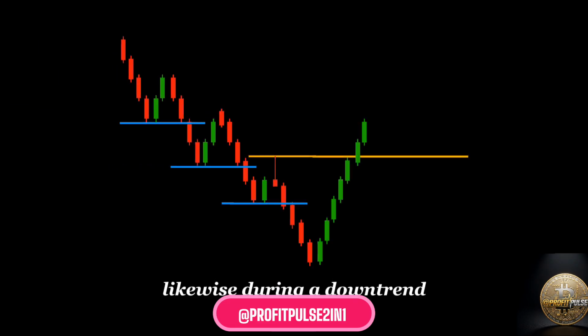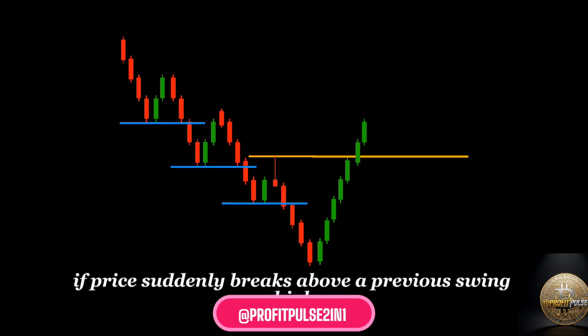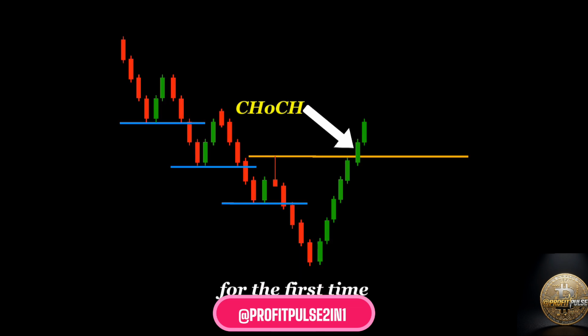Likewise, during a downtrend, the market keeps making lower lows and lower highs. If price suddenly breaks above a previous swing high for the first time, we have a bullish change of character. This indicates that buyers may be taking control of the market.